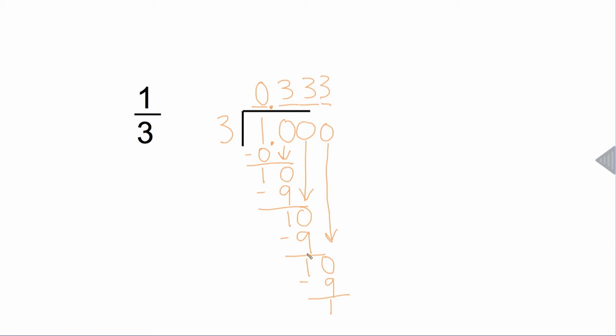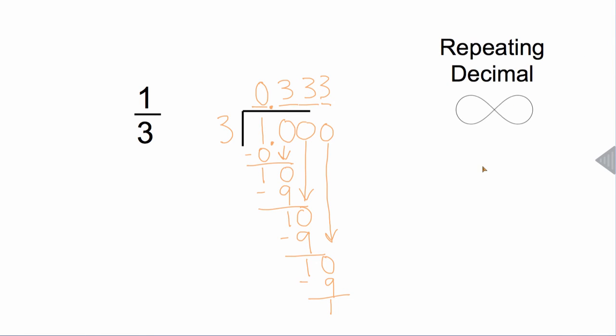So if you see this pattern forming, you have what's called a repeating decimal. A repeating decimal goes on and on and on. That's why I put the sign for infinity. It will go on forever and ever. It will not stop. Once you've seen that you have a repeating decimal, you can go ahead and stop.